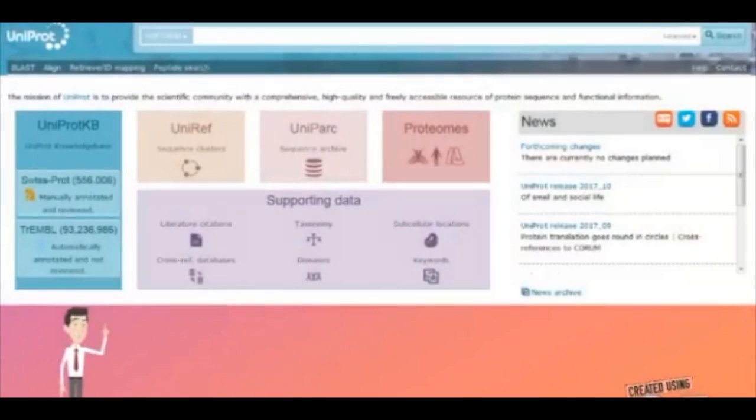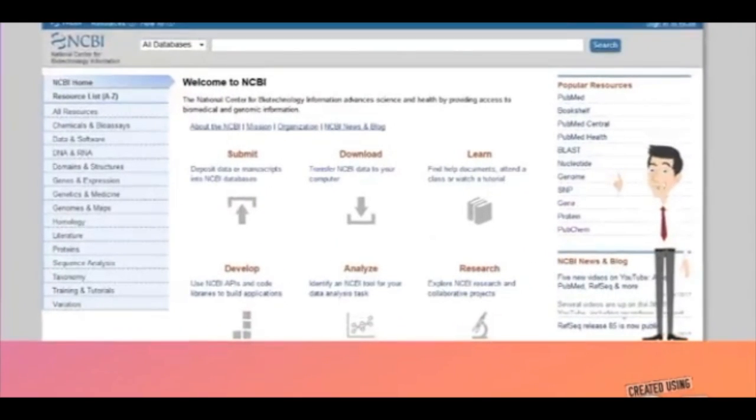For example, UniProt has the objective to provide the scientific community with a comprehensive, high-quality, and freely accessible resource of protein sequence and functional information. It contains a large amount of information about the biological function of proteins derived from the research literature. The NCBI is part of the National Library of Medicine of the United States. It houses a series of databases relevant to biotechnology and biomedicine, becoming an important resource for bioinformatics tools and services.